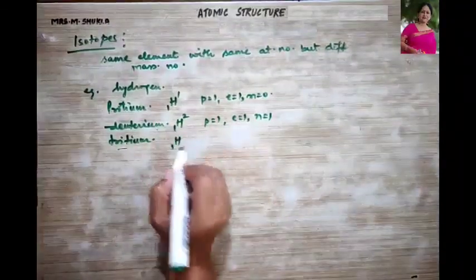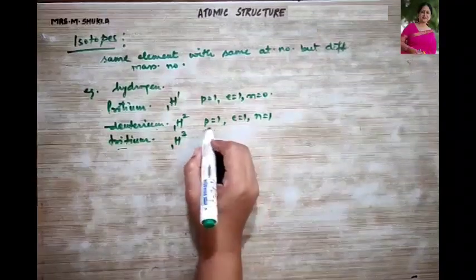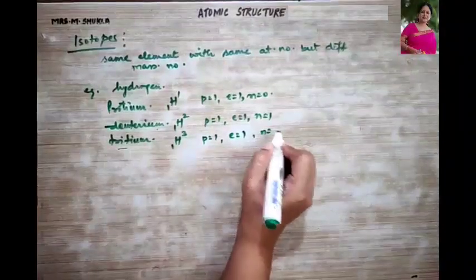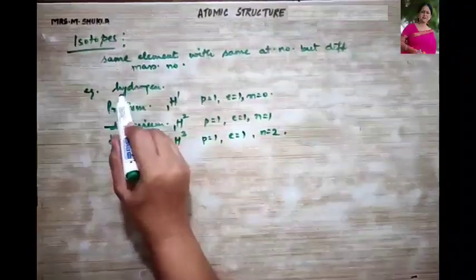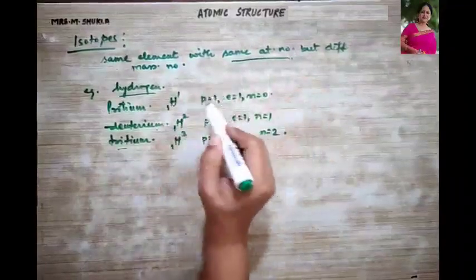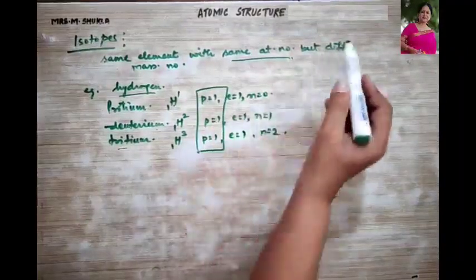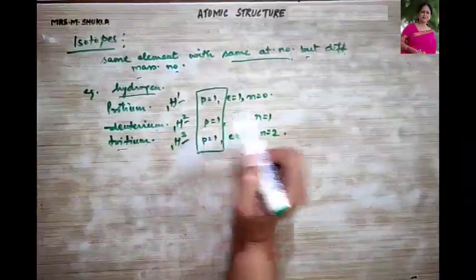Talk about tritium. Atomic number is 1 and mass number is 3. So over here, proton is 1, electron is 1 and neutron is how many? 2. So what did you see over here? Same element, hydrogen, I am talking about, with same atomic number. Atomic number is equal to number of protons. The same atomic number but different mass number. Mass number differs: 1, 2 and 3.